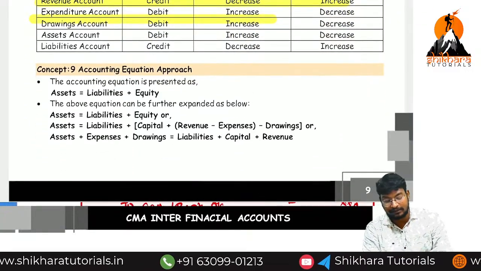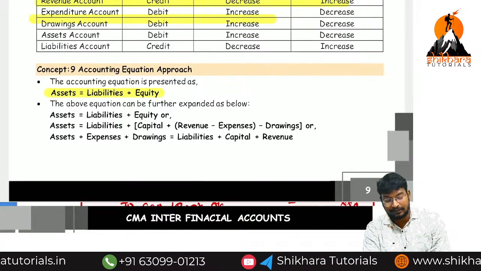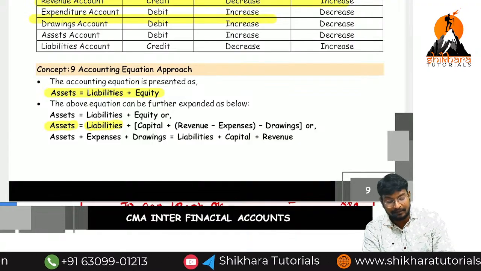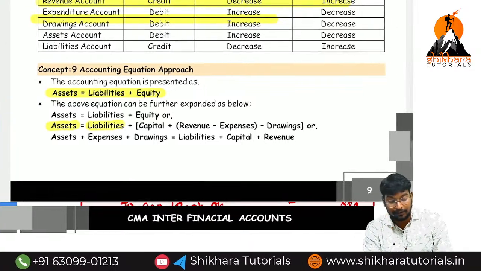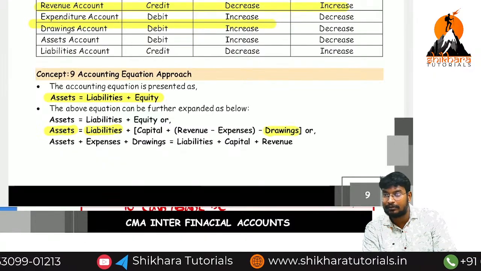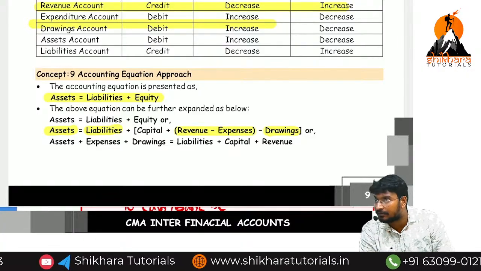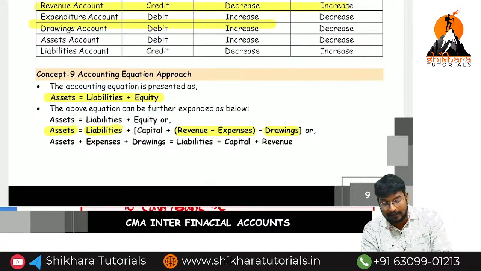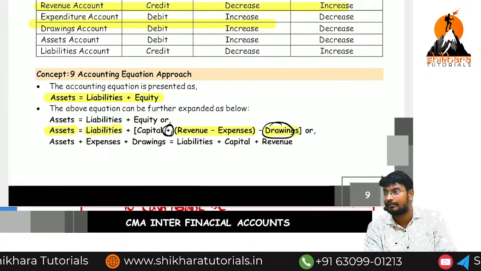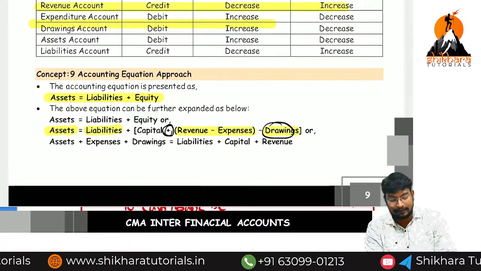Next, what is the accounting equation? Asset equals liability plus equity. This same equation we can write like this. How, sir? Asset equals liability plus equity, and equity means capital. From the capital, drawings we need to reduce or increase? We need to reduce. Revenue minus expenses means what? Profit. We can add back the profit. We can reduce the drawings. Next, interest on capital, add. Interest on drawings, minus. You can write like this also.